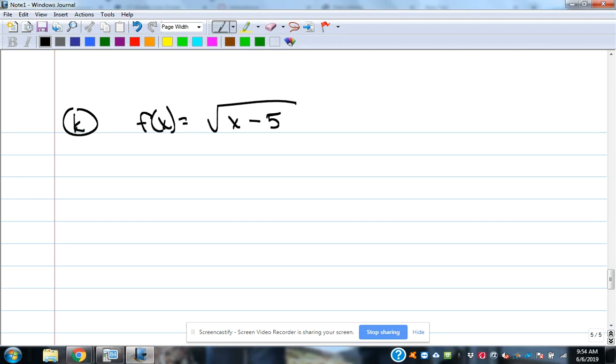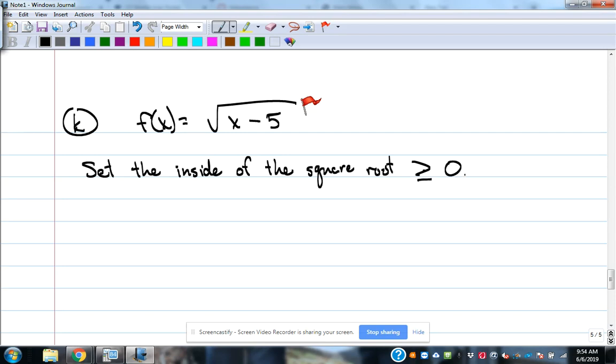All right. Well, remember my red flags. They were, if there's a fraction and an x in the bottom, well, that's not what's going on here. It's not a fraction, but there is a square root symbol, and the x is inside of that. So that's our big red flag: a square root with an x in it. So what you want to do, if there's a square root and an x inside of that, is set the inside of the square root greater than or equal to 0.